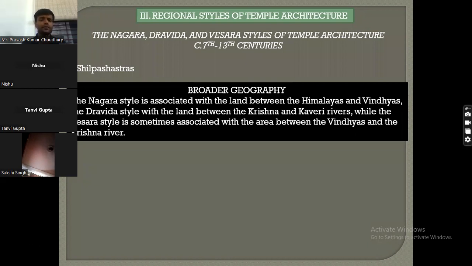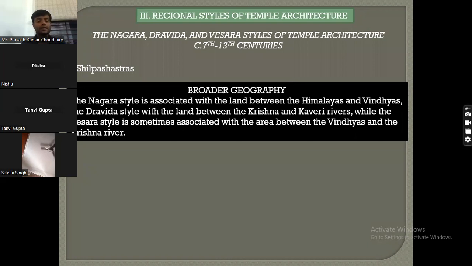Likewise, when we move down to the region between two major rivers, Krishna and Kaveri, in this region you have another style of temple architecture that perpetuated over a period of time, called the Dravid style of temple architecture. And the third one, which is the Besar style, wherein we see a mixture of both the styles, Nagar as well as Dravid style of temple architecture, is found in the area between Vindhya and Krishna.